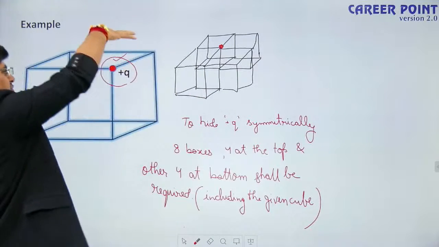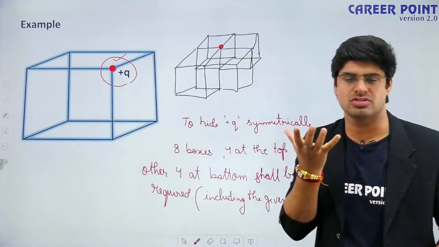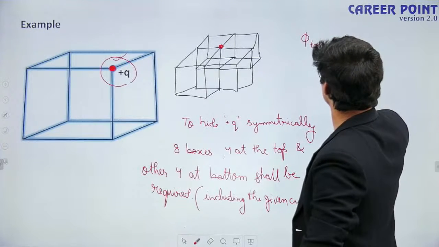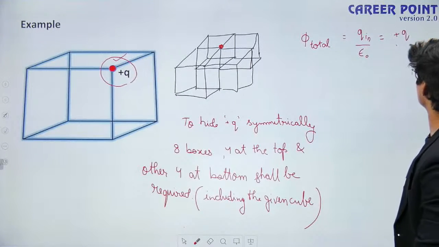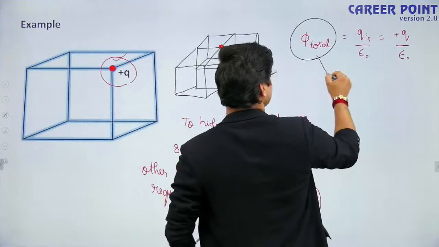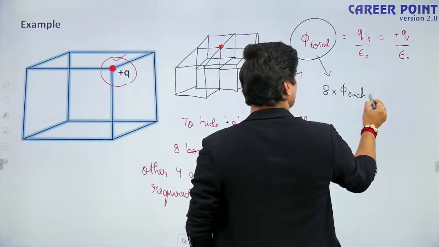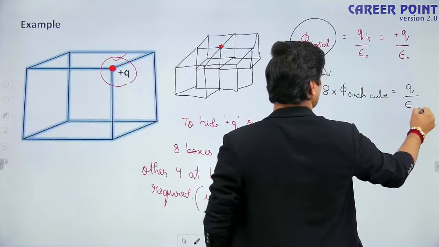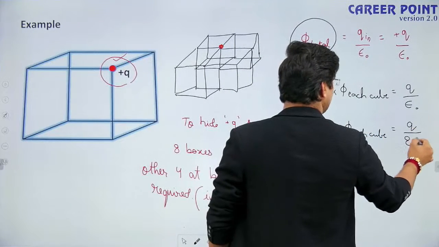So we can say that 4 boxes at the top, 4 boxes at the bottom, total flux across those 8 cubes will be equal to phi total is equal to how much? Q inside by epsilon naught according to Gauss law, and that's why I am writing plus q by epsilon naught. So in this case, this phi total can be written as 8 times phi each cube is equal to q by epsilon naught. That means we can write phi across each cube is equal to q divided by 8 epsilon naught.